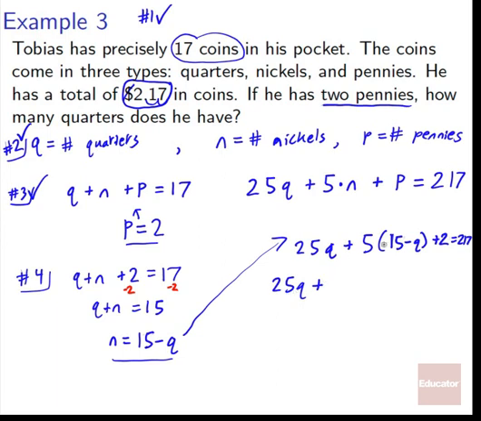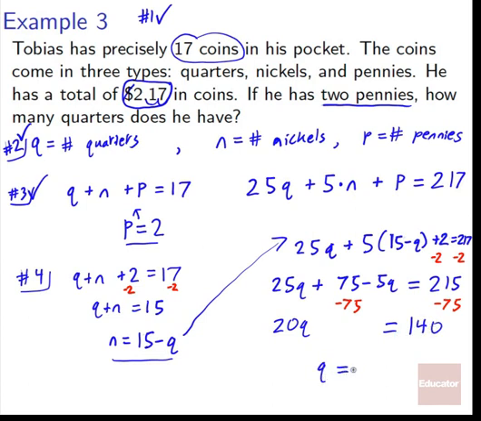Great. So 25Q plus 5 times 15 minus Q. We get 75 minus 5Q. And then we'll also subtract 2 right now just to get rid of it. So we'll get equals 215. Great, 25Q plus 75 minus 5Q. Let's consolidate that. We'll get 20Q, and then let's also move the 75 over to the other side, minus 75, minus 75. So we get 20Q equals 215 minus 75 is 140. So Q is equal to 7.